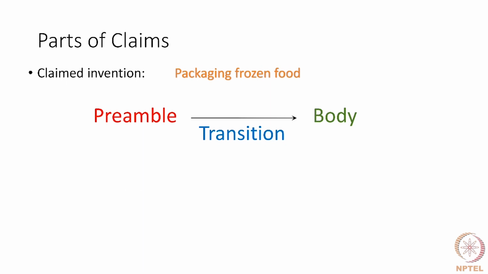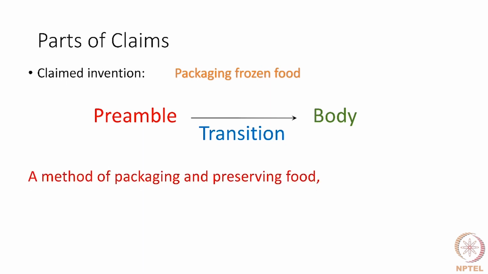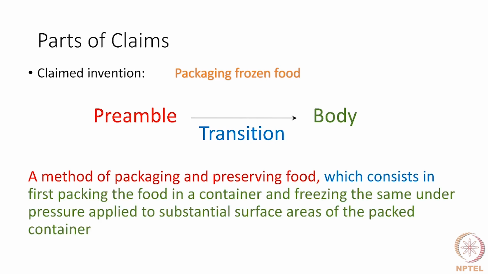Packaging frozen food. A method of packaging and preserving food, which is the preamble. It could be any method, which consists in. The use of consists is different from the use of comprising. We'll be looking at that in the forthcoming lectures. First, packing the food in a container and freezing the same under pressure applied to substantial surface areas of the packed container. So you can clearly see the preamble, the transition. Transition need not be just one word, it could also be a group of words, and then the body.